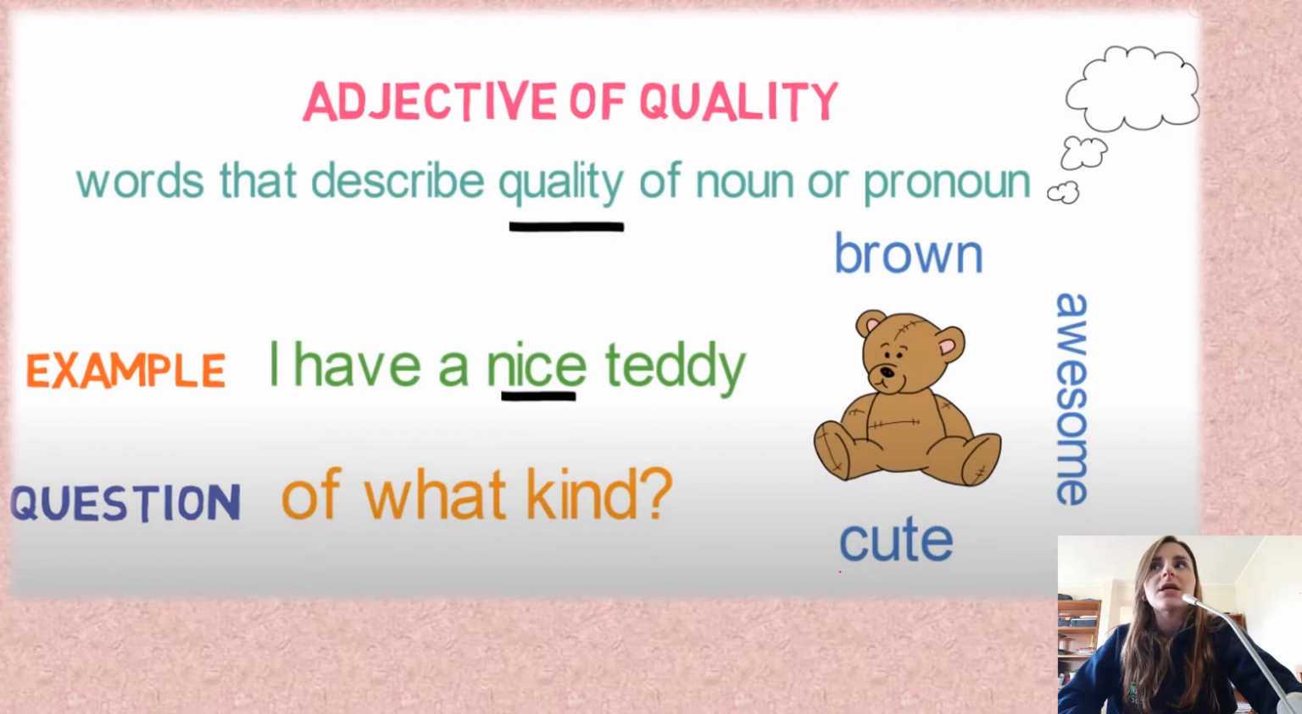Okay, we also have the adjectives of quality. Words that describe the quality of a noun or pronoun. Example, I have a nice teddy. Question, of what kind is my teddy? My teddy is nice. My teddy is brown. My teddy is cute. My teddy is awesome.